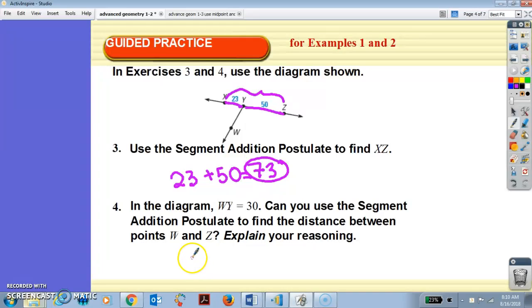In the diagram, WY is 30. Can you use the segment addition postulate to find the distance between W and Z? What do you think? No, it's not part plus part equals whole. So it has nothing to do with the segment addition postulate. Okay? It's not forming a straight line.